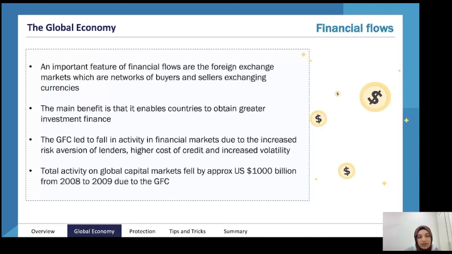So the main benefit is that it enables countries to obtain greater investment finance. The GFC actually led to a fall in activity in financial markets due to the increased risk aversion of lenders, higher cost of credit, and increased volatility. So total activity on global capital markets fell by approximately $1,000 billion US from 2008 to 2009 due to the GFC.